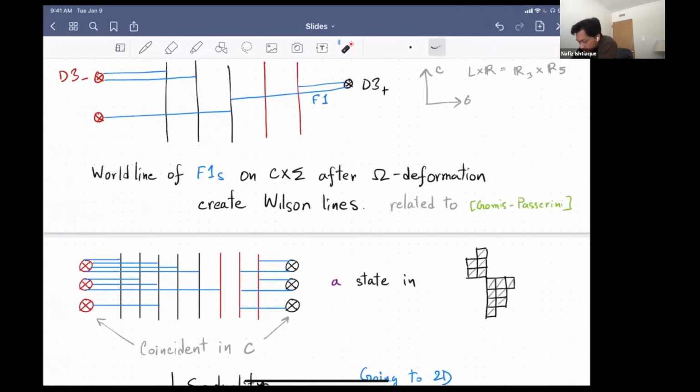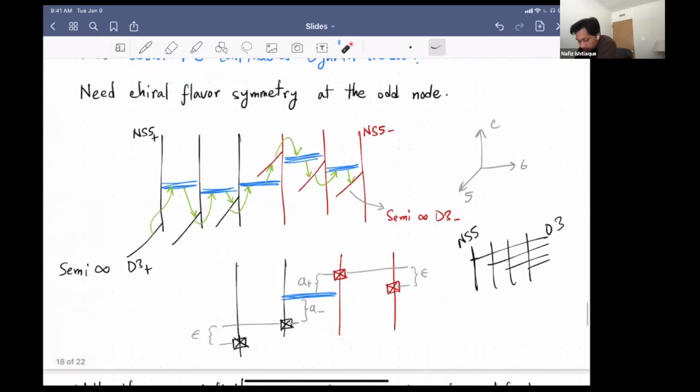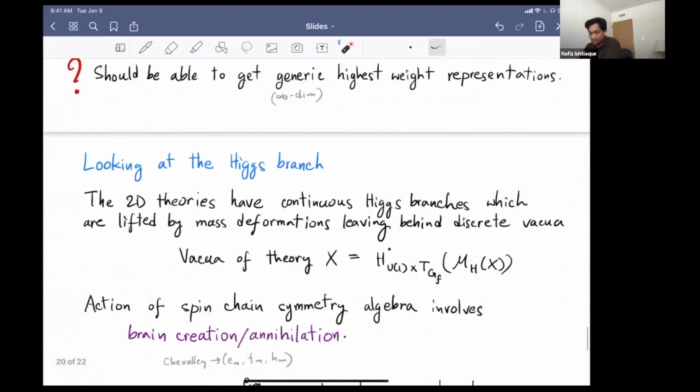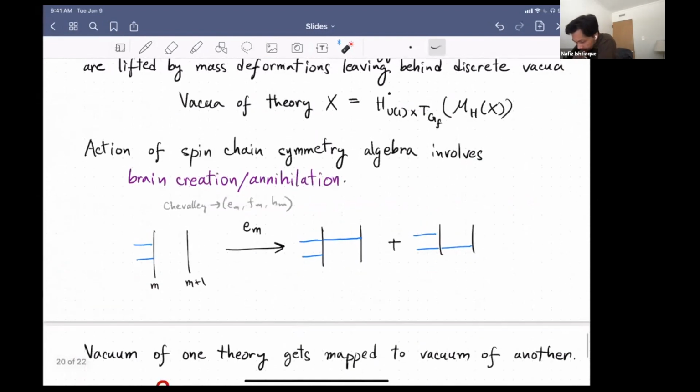So as I mentioned earlier, we get all the states in the representation by considering different configurations of fundamental strings. The action of creation and annihilation operators in these representations corresponds to creating and annihilating fundamental strings, or extending or retracting them. In the dual frame, they correspond to creating and annihilating D2 branes. So the point here is that the spin chain symmetry algebra involves creation and annihilation of branes.